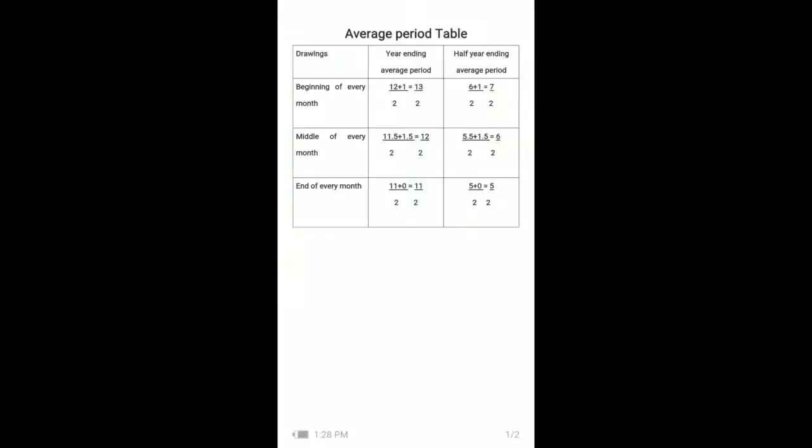The average period table. Here we have three different columns given, and let us see what is the first column. Drawings of the partners at the beginning of every month, middle of every month, and end of every month. So here they have given when the partners are going to make the drawings at different intervals, how the average period has to be taken up for the calculation.